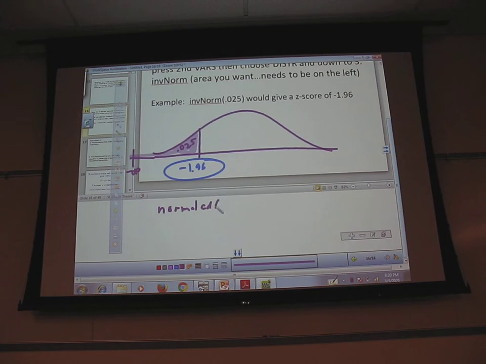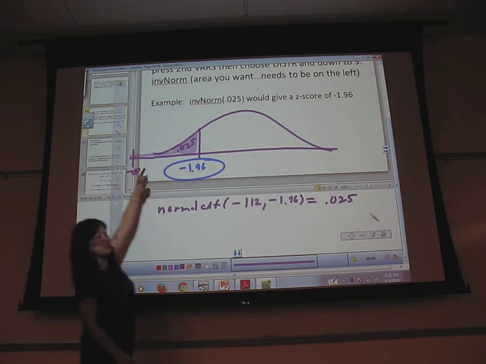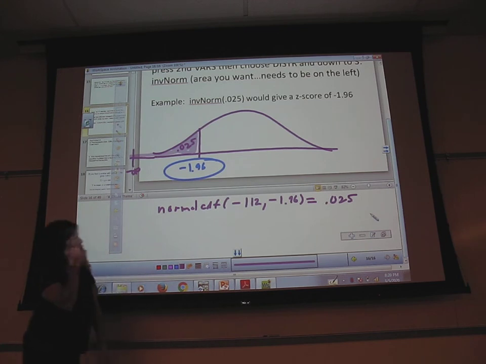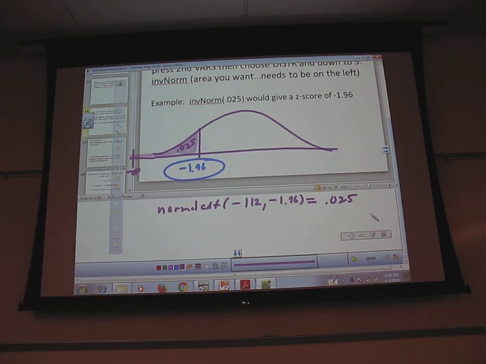Normal CDF of negative infinity, so I don't know, pick negative 112, comma, negative 1.96. I darn well better get 0.025. All right, what I started with. And we went through that a little bit last class.